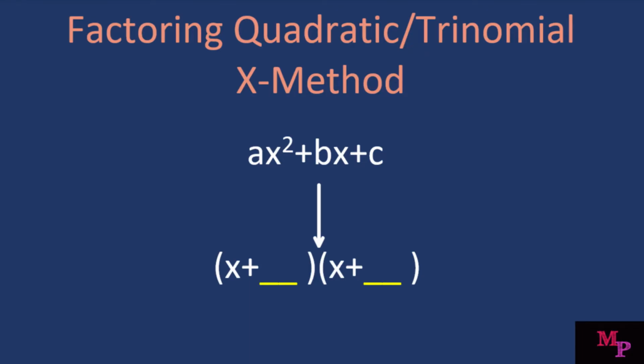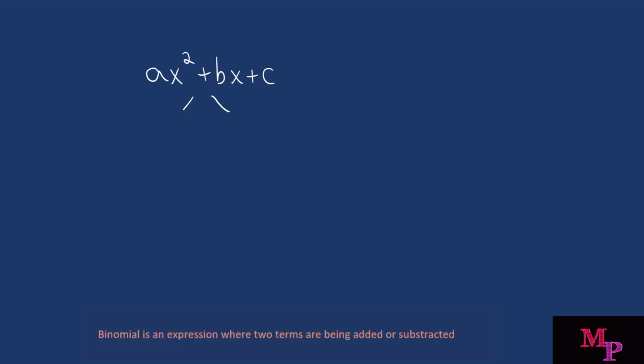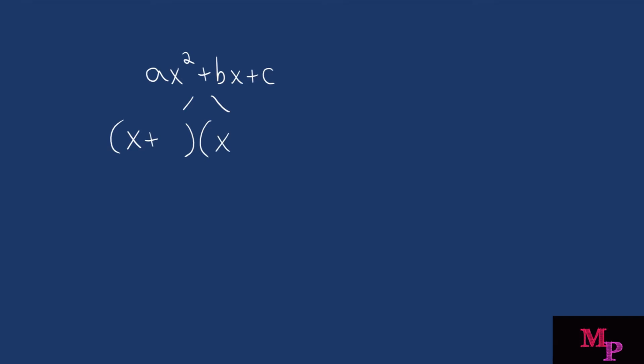Today we'll be going over how to factor a quadratic trinomial equation by using the x method. So just as a refresher, a quadratic equation is any equation that can be broken down into the form of ax squared plus bx plus c. The x method is a very helpful tool that you could use in order to further break down this form into two binomials, right? So that will give you x plus a number and then times x plus another number.